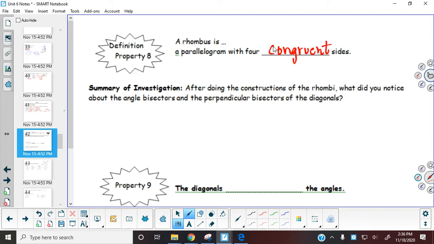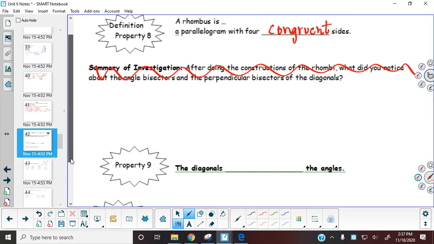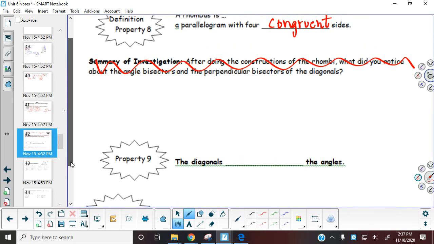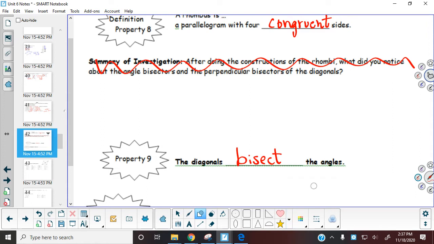Now, here's the thing. When you go to look at this next piece, the summary of the investigation, we did not do the constructions of the rhombus. One of the things that we notice is about the angle bisectors and the perpendicular bisectors of the diagonal. What I'm going to ask you to do is totally ignore this. We're going to draw a picture to help with this as we look at property 9. Property 9 is that the diagonals bisect the angles.